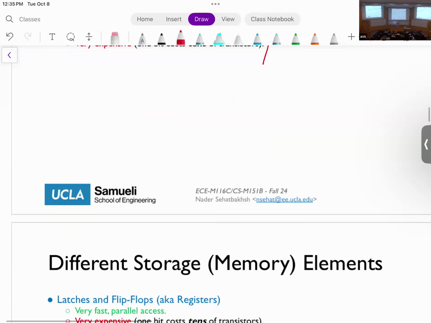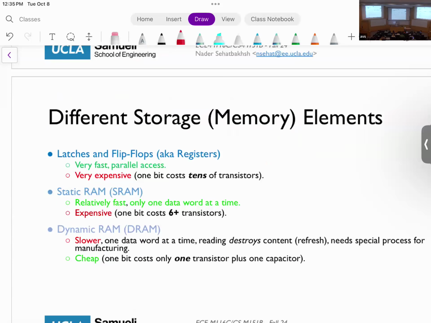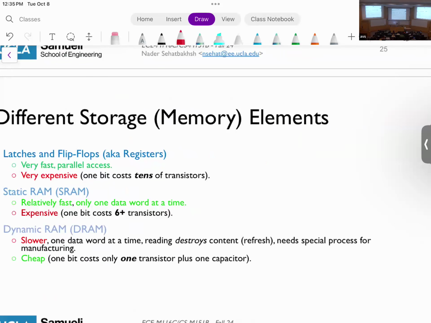Okay? Then we're going to have what we call an SRAM and a DRAM. SRAM is going to be used for your caches, and we're going to talk about caches later in the course. SRAM stands for static RAM. It's usually a 6-transistor system, so it looks something like this.